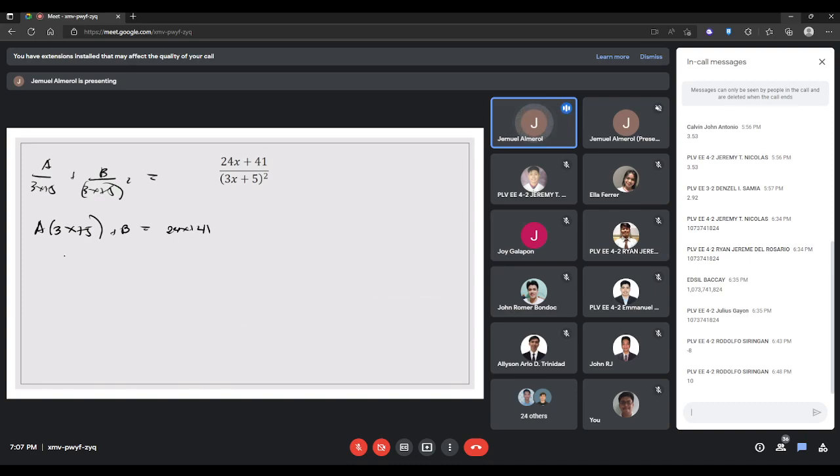Now, if you'll notice, x equal to negative 5 thirds. No? Tama? Yun ang nag-iisa nating root. So, ibig sabihin, this is already 0. Your b would be equal to 24 times negative 5 thirds plus 41. So, negative 40 plus 41 rather, is 1. Okay?